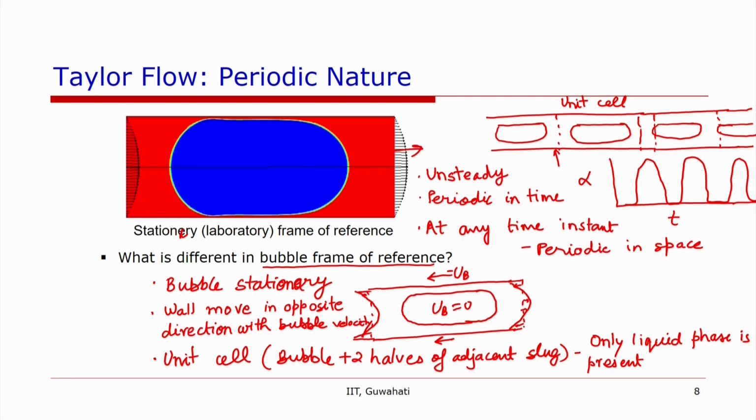Okay, if you have noticed in the previous slides, there was another statement that one can see internal recirculations in the liquid slug. Those internal recirculations are basically this, which can be seen in the bubble frame of reference. So it is sometimes quite useful to study the bubble flow or the Taylor flow and analyze it in the bubble frame of reference, because the bubble becomes stationary and then we can analyze a number of things along this stationary bubble.